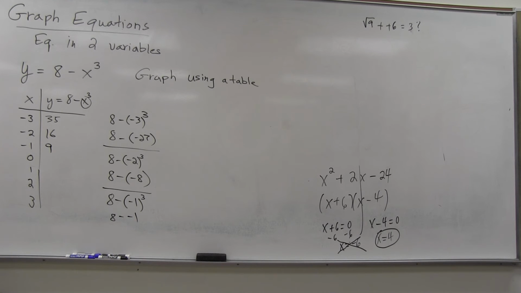All right, then it gets a little easier with the positive ones, 0. 8 minus 0, so that's going to be 8. X is 1, we'll have 8 minus 1, 7. And 8 minus 2 cubed, be 8 minus 8, that'd be 0. And last but not least, 3: 8 minus 3 cubed, so that'd be 8 minus 27. I believe that's -19. Anybody believe that?